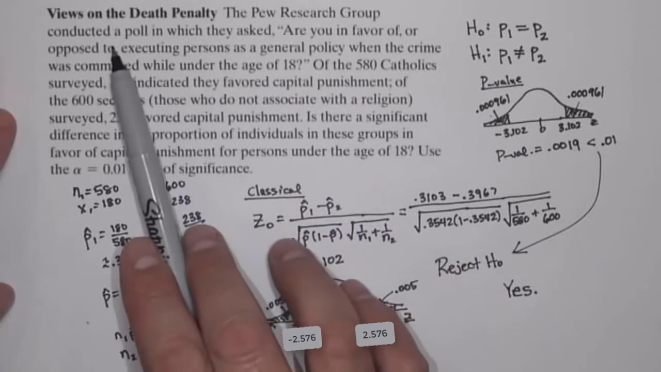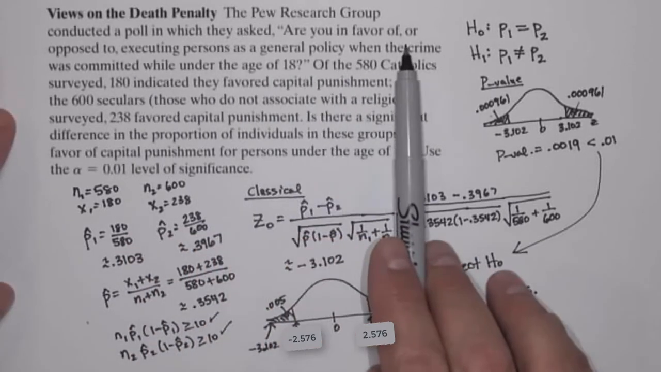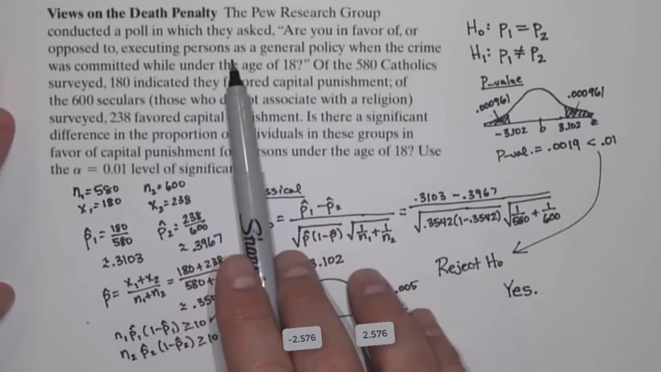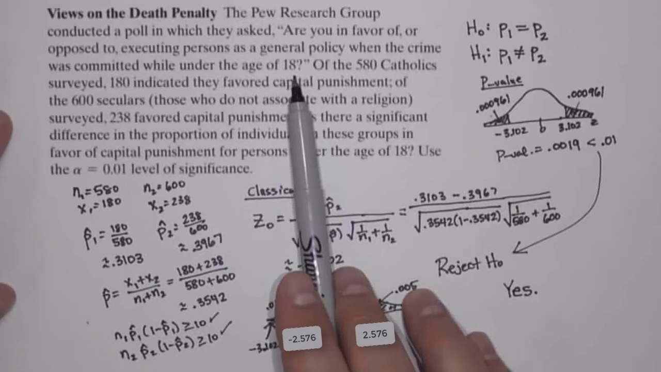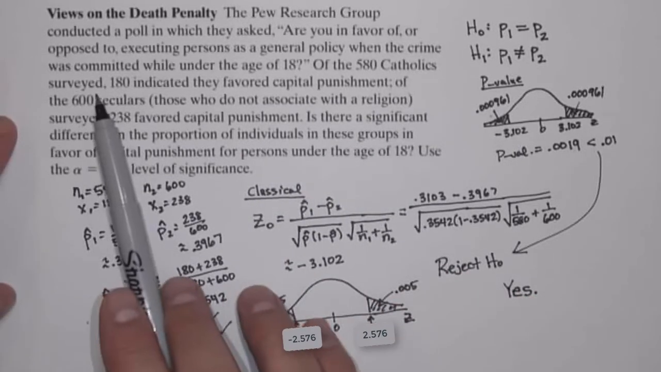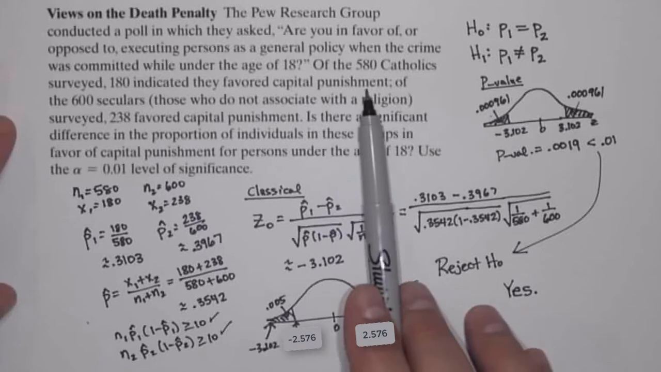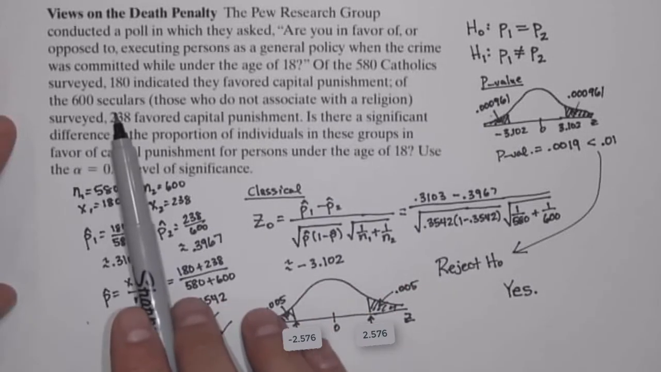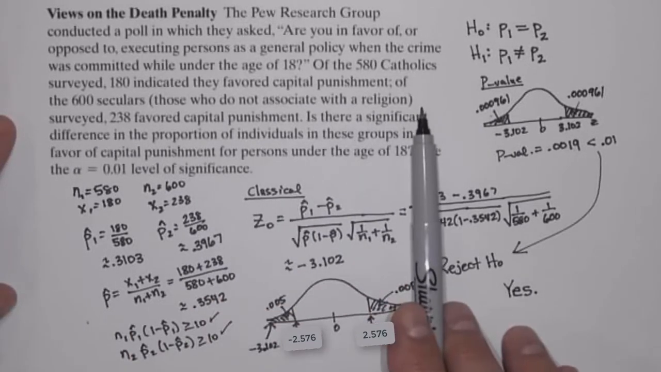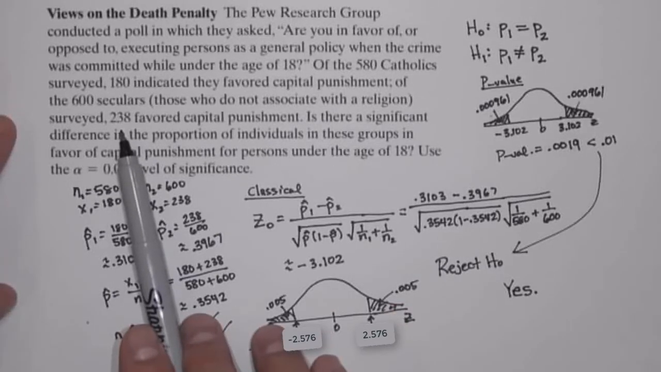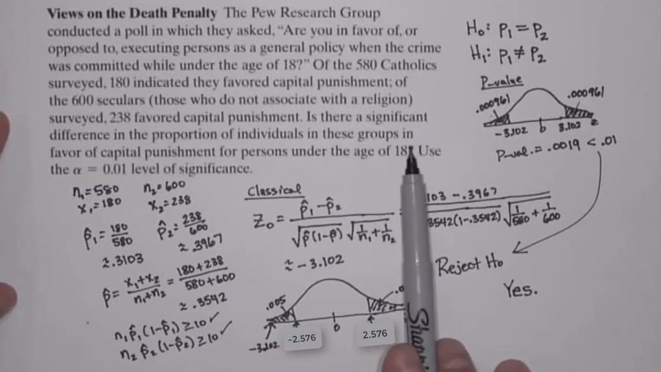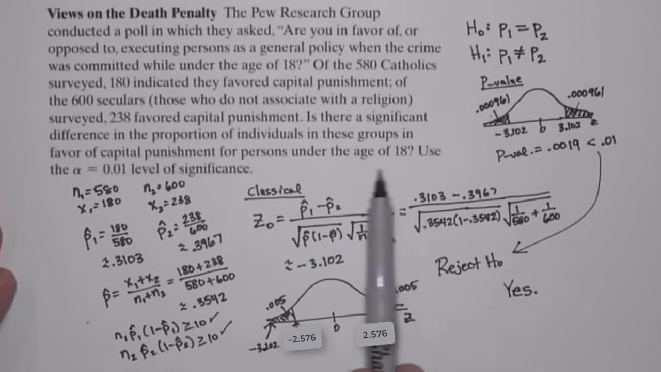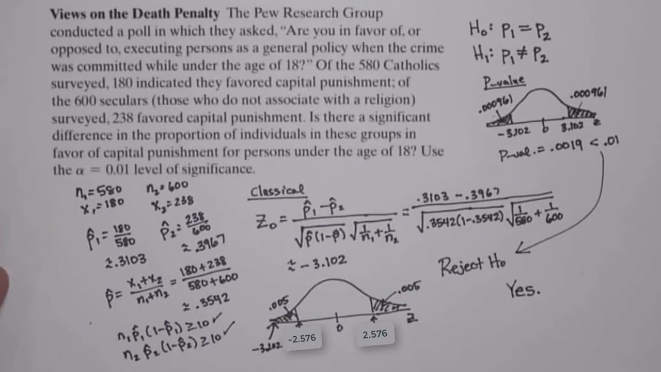The Pew Research Group conducted a poll in which they asked, are you in favor of or opposed to executing persons as a general policy when the crime was committed while under the age of 18? Of the 580 Catholics surveyed, 180 indicated they favored capital punishment. Of 600 seculars, those who do not associate with the religion, surveyed, 238 favored capital punishment. Is there a significant difference in the proportion of individuals in these groups in favor of capital punishment for persons under the age of 18? Use a 0.01 level of significance.